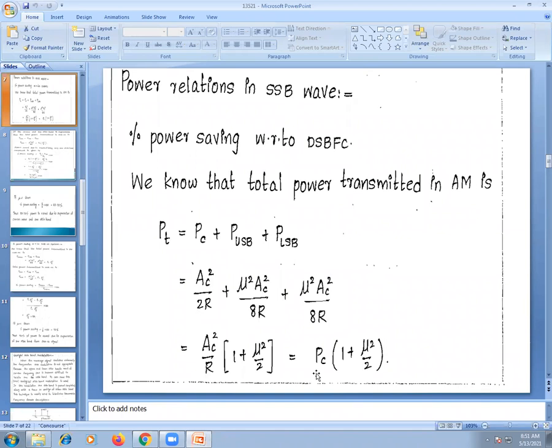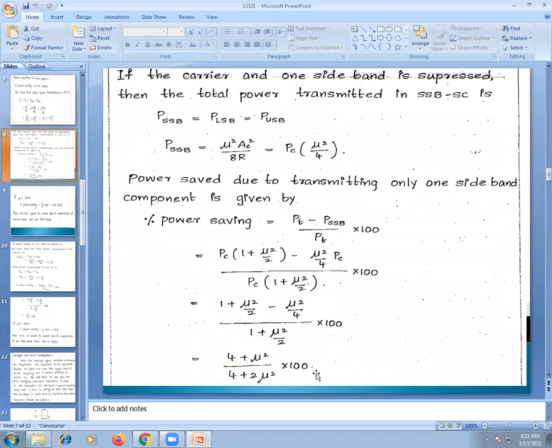Already you know that this is the AM power formula. AM means the DSB-FC signal. The total power is the carrier power into 1 plus M square by 2, where M is the modulation index. Now, if the carrier and one sideband are suppressed, then the total power transmitted is SSB-SC.